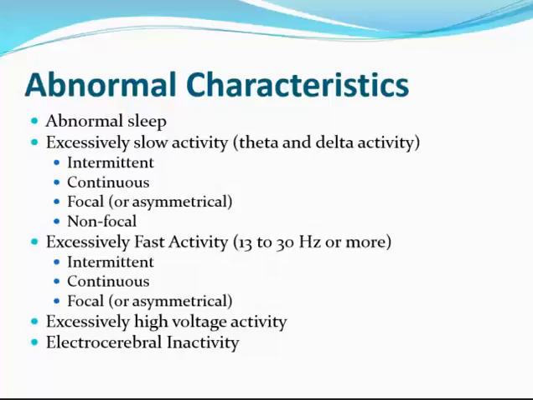Excessively slow activity, theta and delta activity. Intermittent, continuous, focal or asymmetrical, non-focal. Excessively fast activity, 13 to 30 Hz or more. Intermittent, continuous, focal or asymmetrical. Excessively high voltage activity, electrocerebral inactivity or silence. That's an abnormal characteristic.